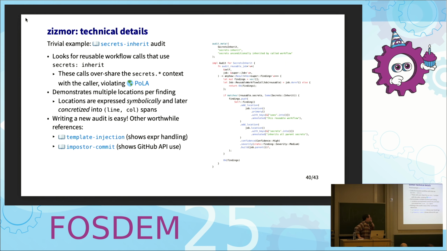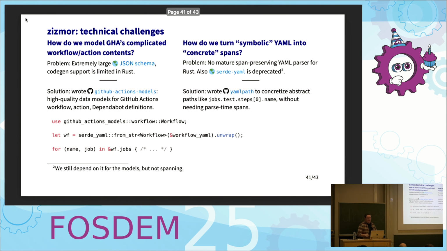This one's a secret inherits audit. All it does, it looks for places where a reusable workflow uses secrets inherit, which means it inherits the entire secrets context rather than being given a specific set of secrets, meaning it violates the principle of least authority. And then you can also do multiple locations per finding. So you can say like this step calls this action with this set of subfields, and that's why it produces such a nice sort of spanning representation on the command line. And yeah, if you want to contribute, these audits are good examples of things to start learning how to write zizmor audits.